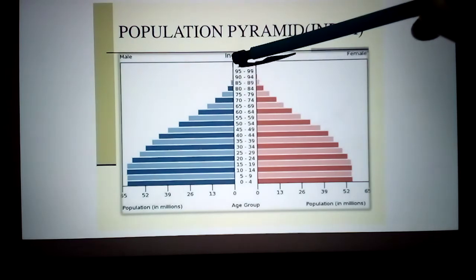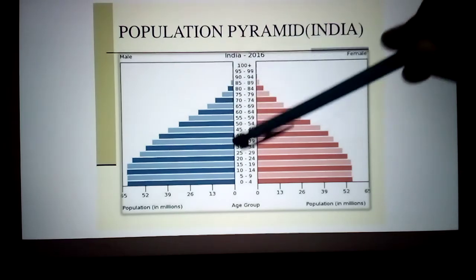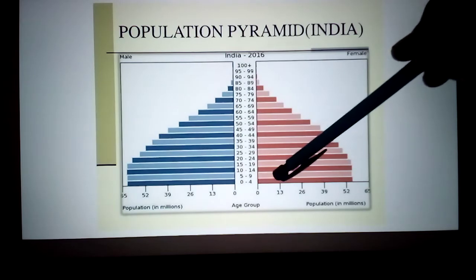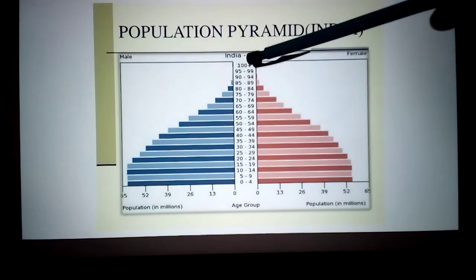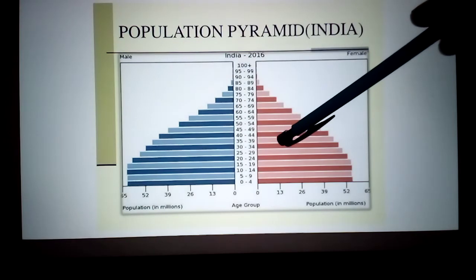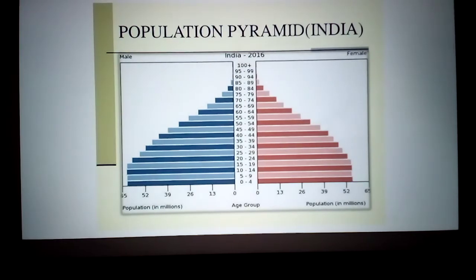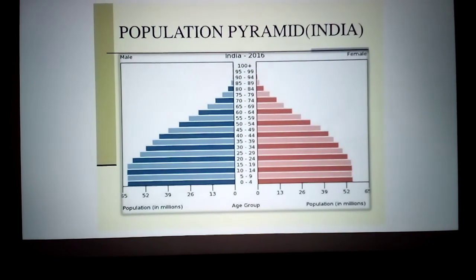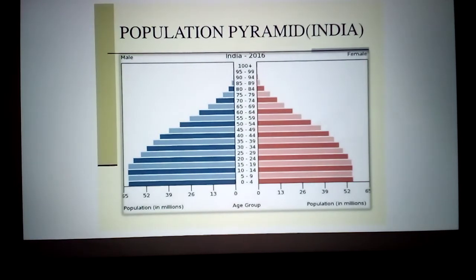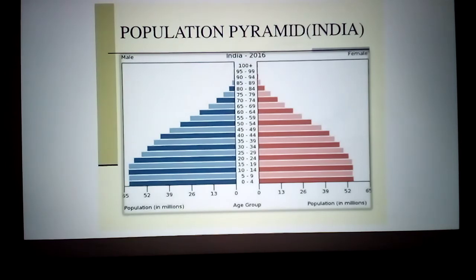Next, above 65 is retirement age, they can't do anything. They are called senior citizens. The young group plus the old citizens depend on the middle group. So there are two groups of dependents: young dependents aged below 15 years and elder dependents aged over 65 years. The working group is mostly 17 to 65.